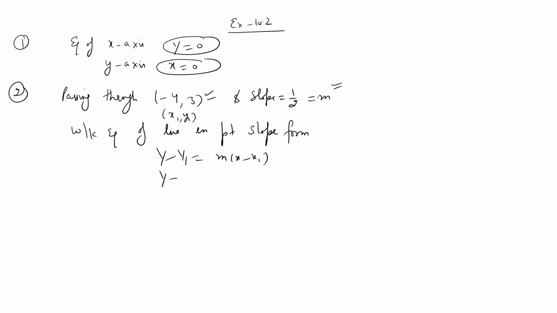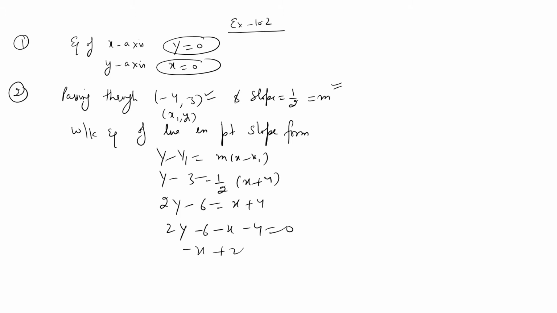So this is y minus 3 is equal to half times x plus 4. So this is 2y minus 6 is equal to x plus 4. So this is 2y minus 6 minus x minus 4 equal to 0. So minus x plus 2y minus 10 equal to 0. You can have x minus 2y plus 10 equal to 0. Is that clear? Okay.